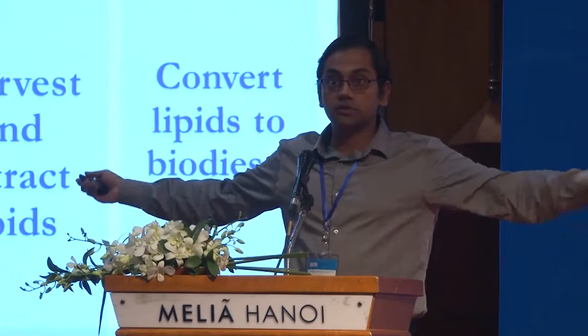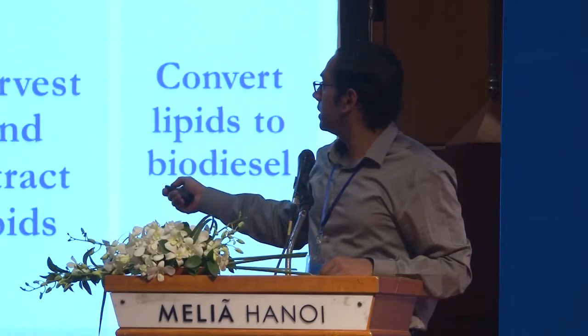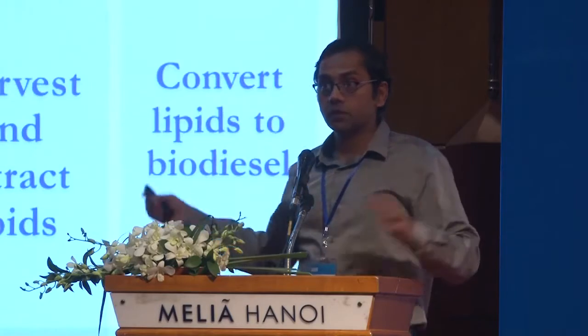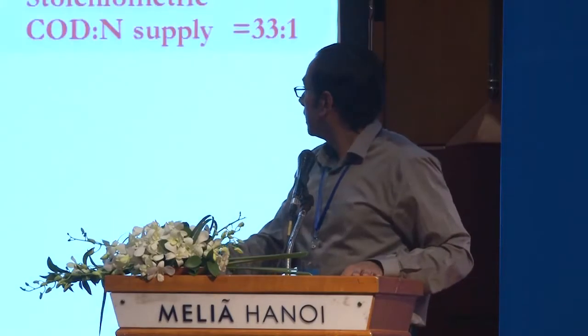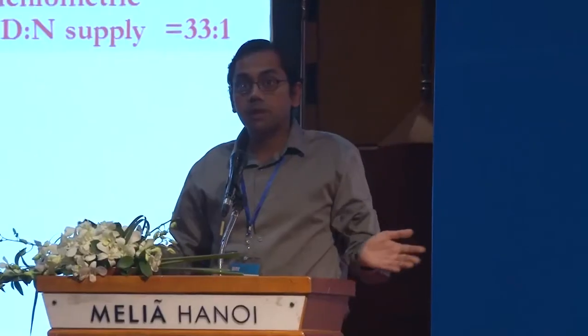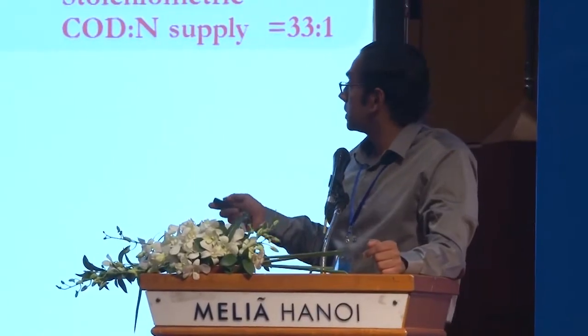So this is our entire process train now. We take organic waste, anaerobically ferment it to produce precursors of biodiesel, volatile fatty acids, convert the volatile fatty acids to lipids, and then to biodiesel. I'm going to focus on this particular part of the overall process today. And we have to be mindful of the fact that we are talking about a spectrum of chemicals coming in, feedstocks coming in. So what we really wanted to do was evaluate the capacity of this process to handle the diversity of feedstocks and ultimately still give us lipids. Our objective is to maximize lipid production.